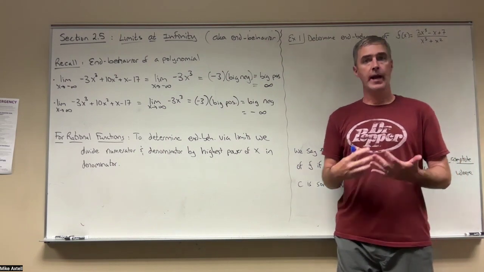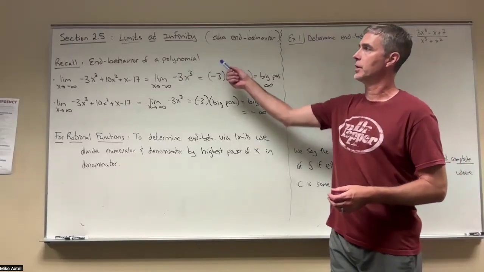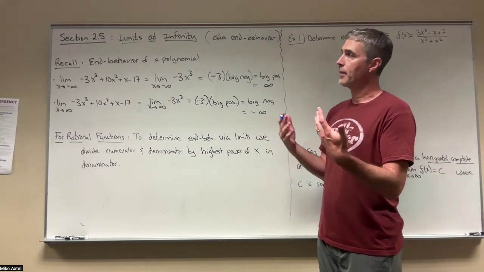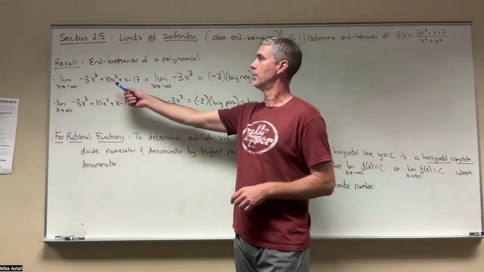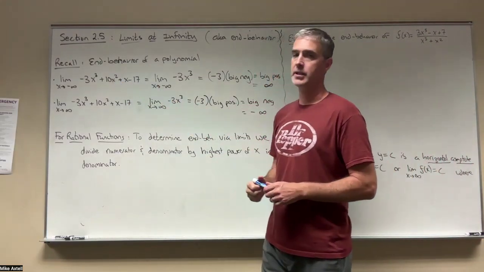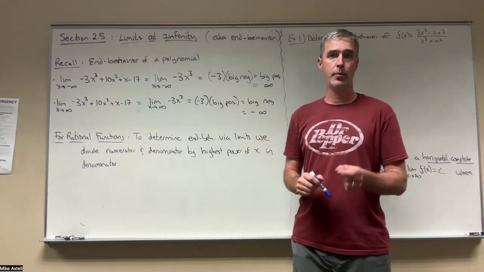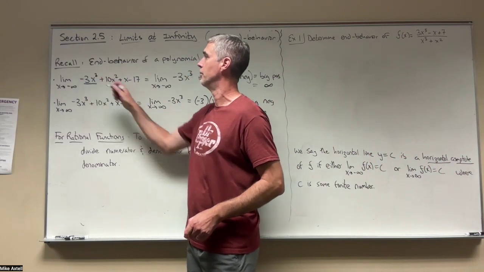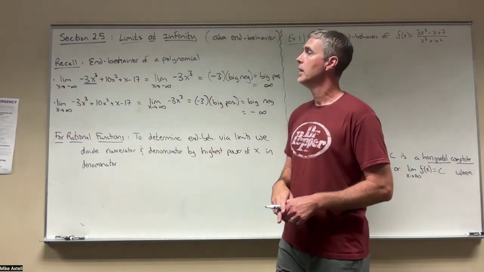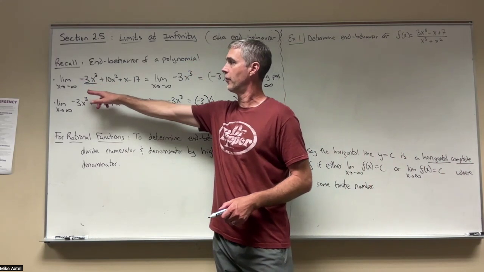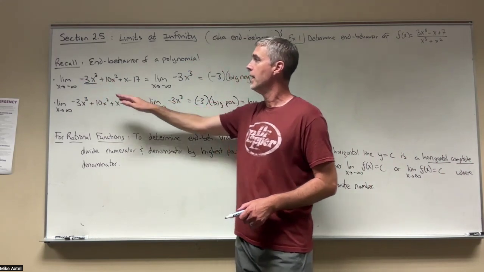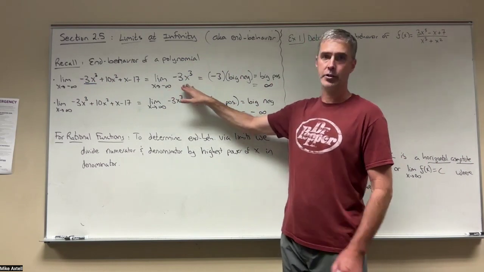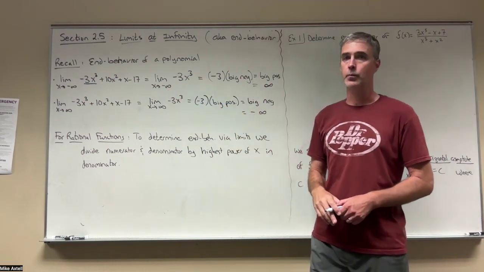All right. So we've encountered this before with polynomials. So let's recall how we did the end behavior of a polynomial. So my polynomial here is negative 3x cubed plus 10x squared plus x minus 17. And for end behavior purposes only, all I need to focus on is the leading term, the negative 3x cubed. So if I want the limit as x approaches negative infinity of the entire polynomial, that's the same as asking for the limit as x approaches negative infinity of the leading term negative 3x cubed, okay?